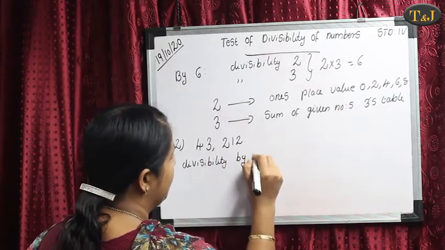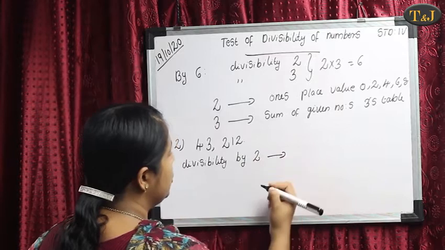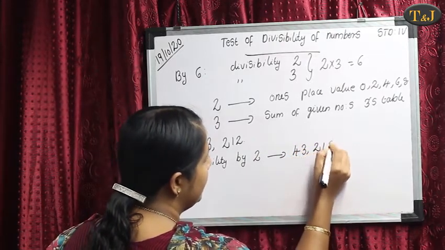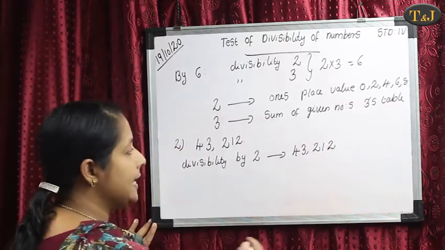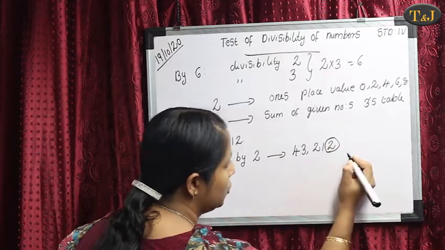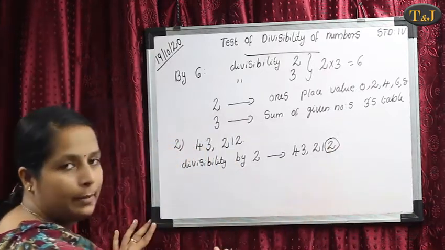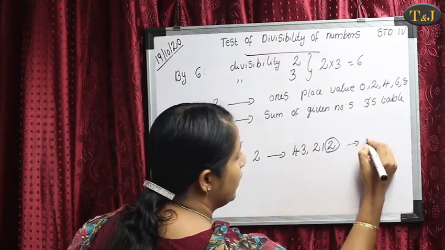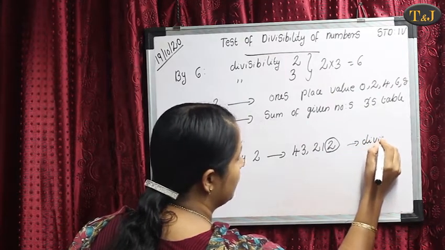Divisibility by 2. The divisibility by 2 means when the given number's 1's place value is 0, 2, 4, 6, 8, that number is divisible by 2. Here our number's 1's place value is 2. So it is divisible by the number 2. Therefore 43,212 is divisible by 2.